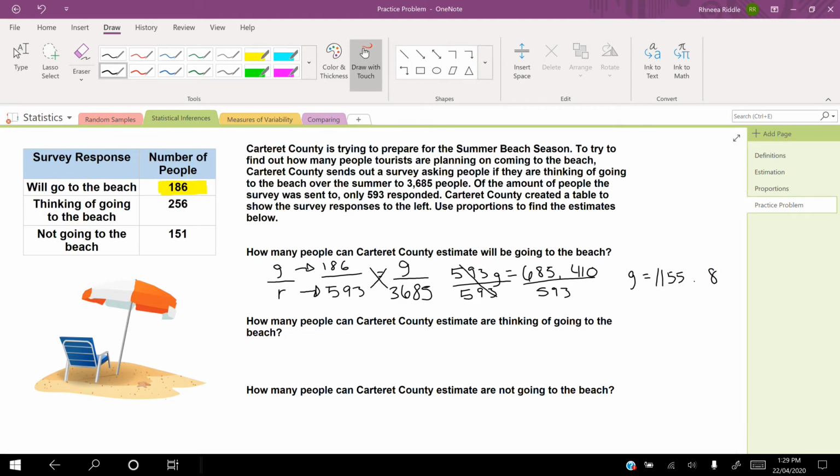So then we have to ask ourselves, can we have 0.8 of a person? The answer is no. So we're going to round to say that we can estimate that 1,156 people are going to the beach out of all the people we asked.